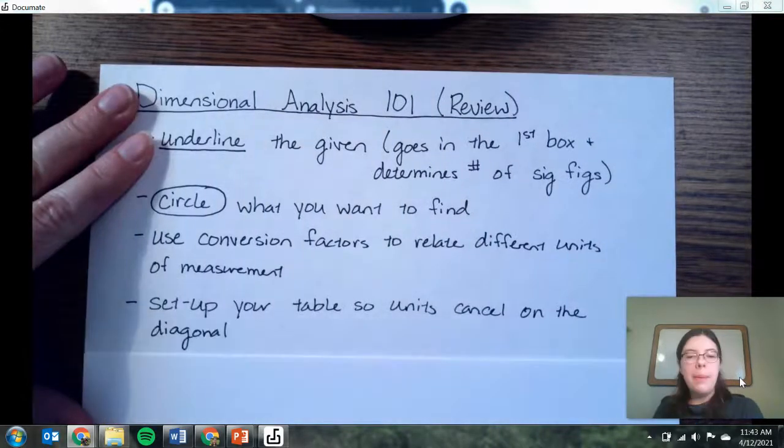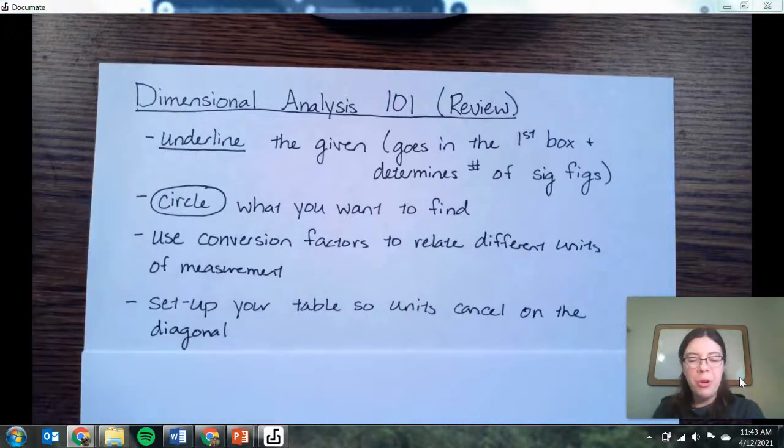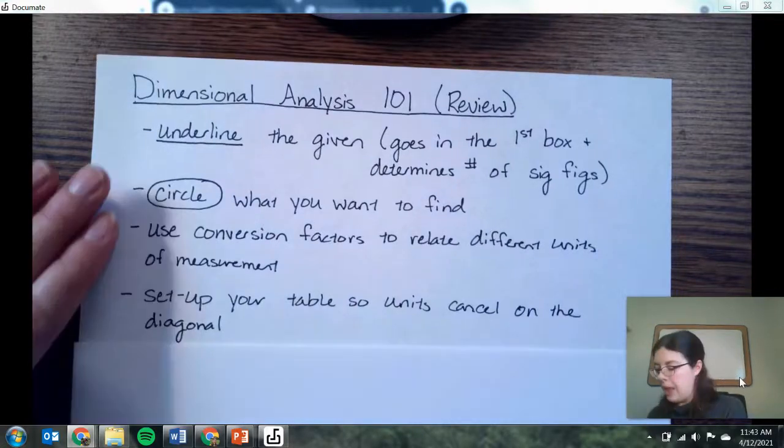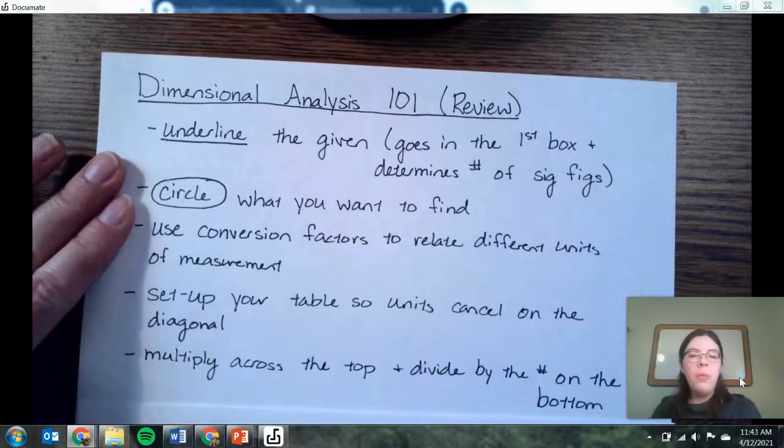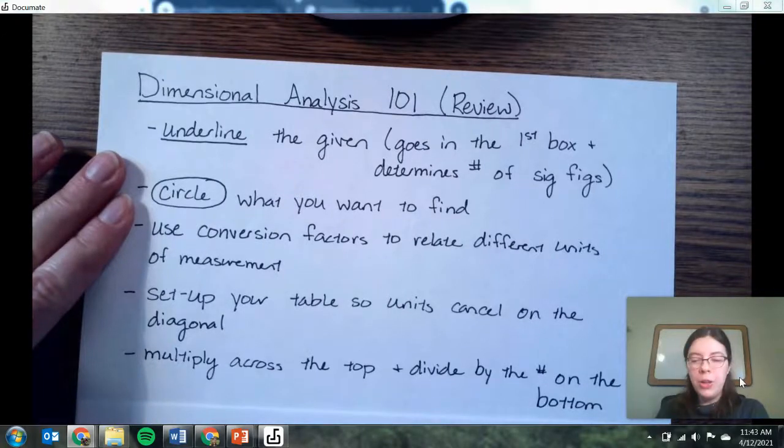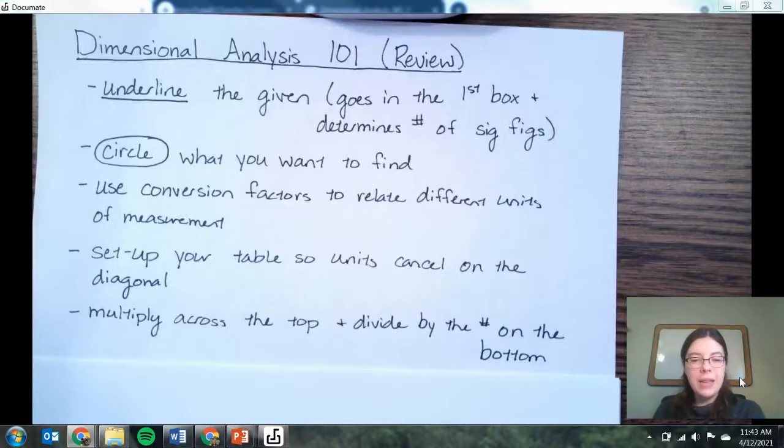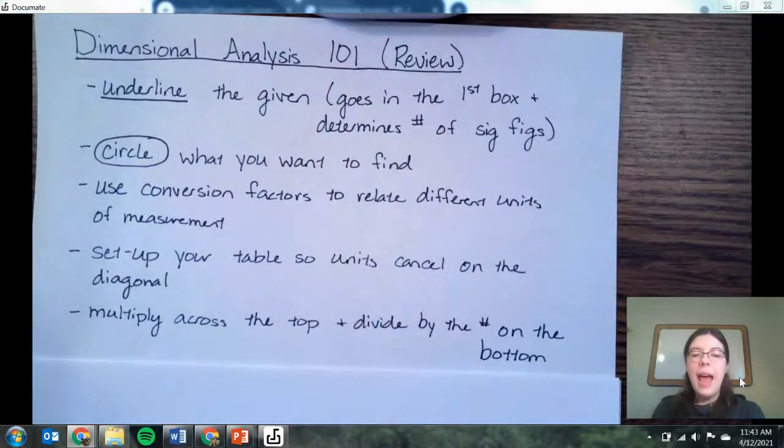Next, we want to set up our factor label table that we use for our dimensional analysis so the units cancel on the diagonal. So what you have on top, you need to have on the bottom of the next section. And then finally, when you solve your dimensional analysis problems, you're going to multiply across the numbers on the top and then divide by the numbers on the bottom. So let's go ahead and try this out with some examples.